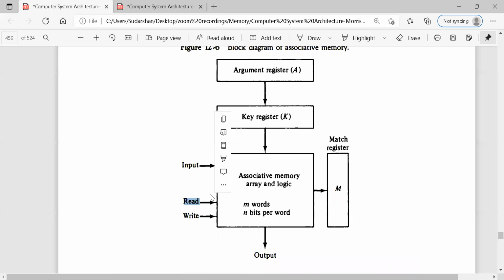Sometimes more than one word in the content addressable memory may match with the argument register content. In that case, the corresponding bits in the match register will be set. For example, M1, MI, MM are set. That means that the first word, ith word, and the Mth word in your content addressable memory match with the argument register content. Then you have to perform sequential reading. That's the purpose of the match register. You go through the match register, and wherever the bits are 1, read the corresponding word in a sequential fashion. This is the purpose of reading.